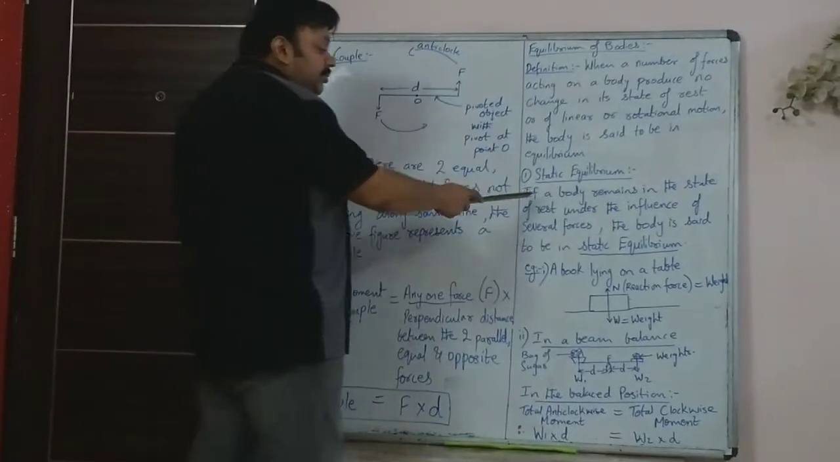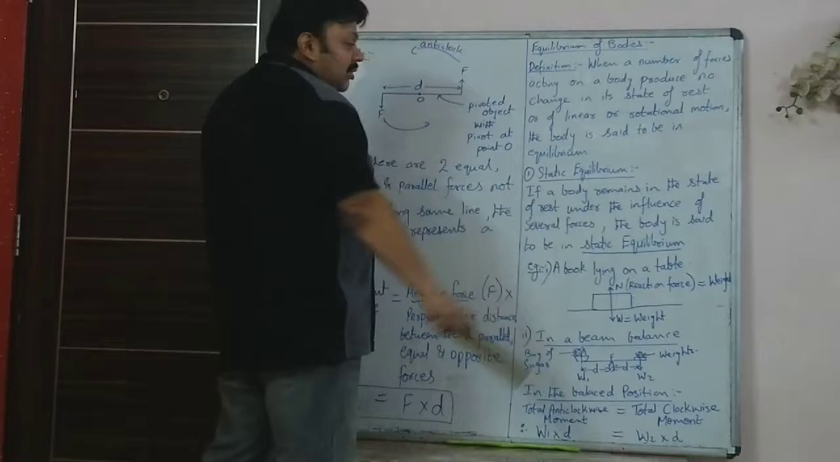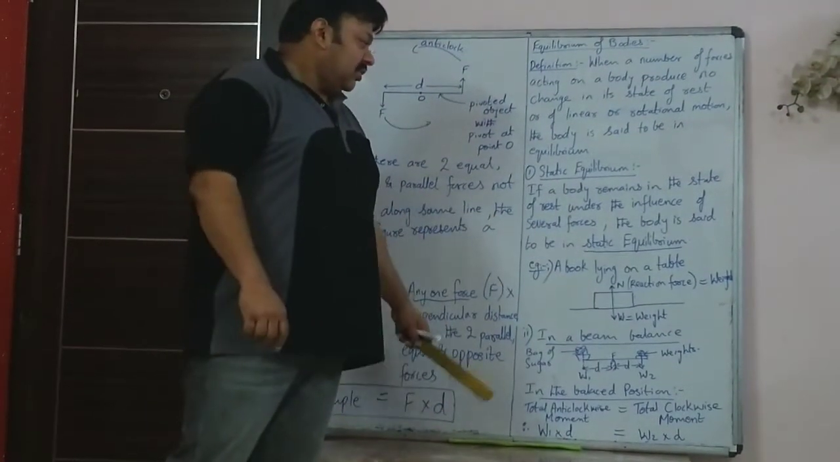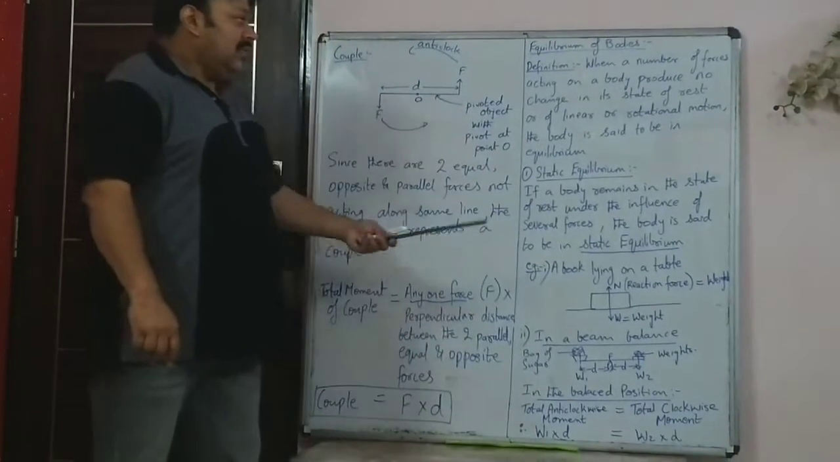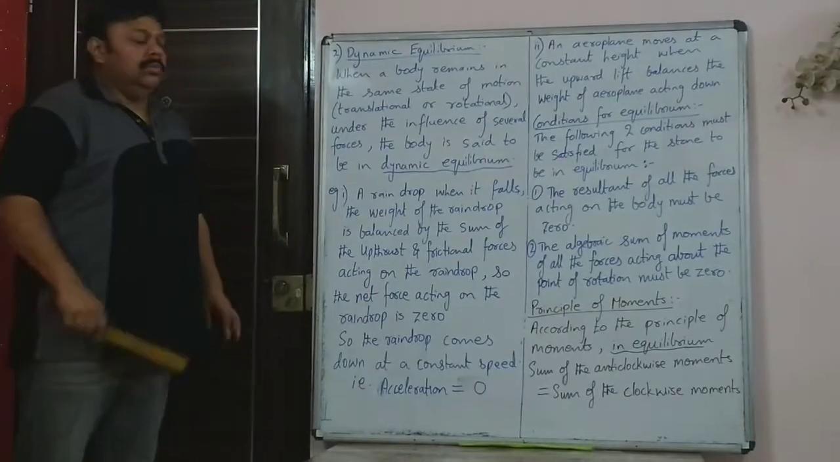So here, what is static equilibrium? The definition: if a body remains in a state of rest under the influence of several forces, the body is said to be in static equilibrium. So we go on and now we will see what is dynamic equilibrium.